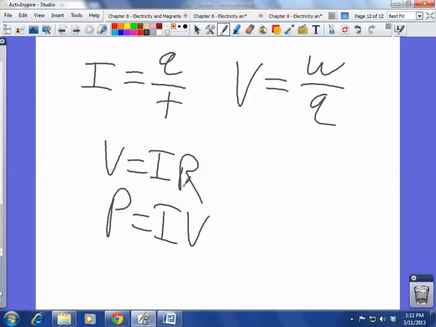So say that one more time, voltage is measured in? Voltage is measured in volts, current's measured in amps, resistance is measured in ohms. And so power is measured in watts, then current in amps, and voltage in volts. Good, good.